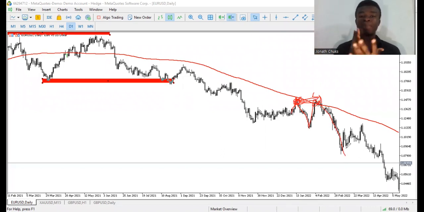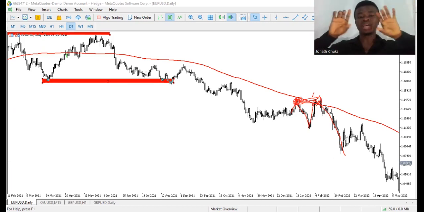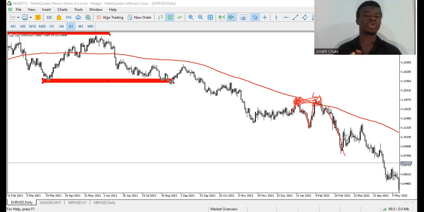A point where people wait for the market to get to, so they'll place their order. Or a place where people wait for the market to go so they exit the market. Many things happen at order blocks. So this is just a summary of what order block is.